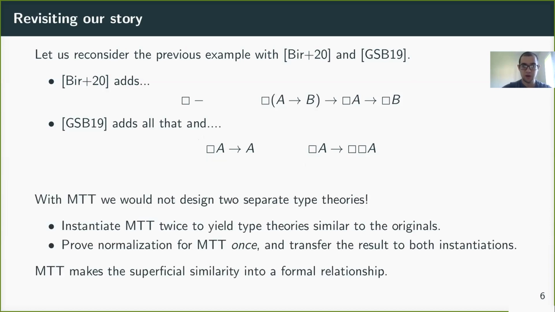In particular, if we were to use MTT to solve this problem, we wouldn't design 2 separate type theories. What we would do is take MTT and instantiate it twice to yield type theories comparable to this pair of type theories, and prove normalization for MTT irrespective of the mode theory, and then obtain a normalization result for both of these. So MTT is making this superficial similarity between type theories into a formal relationship.